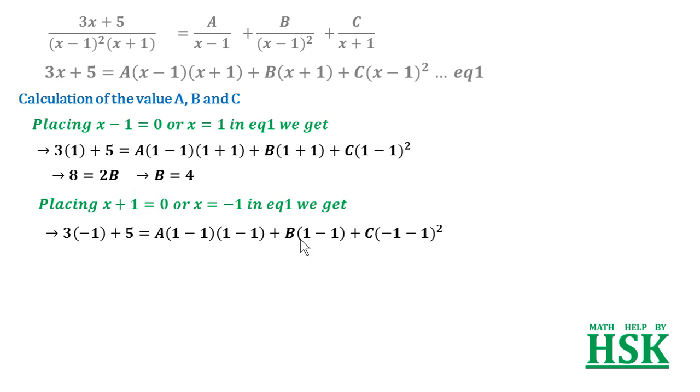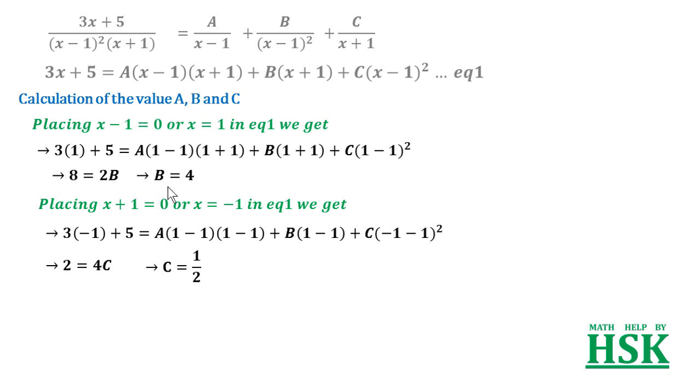So 1 minus 1 is 0, 1 minus 1 is 0. These two terms, that is the a and b terms, are going to cancel out, and I'm going to get this as 2. So 2 is equal to minus 2 square, so 4c, or c is equal to 1 by 2.